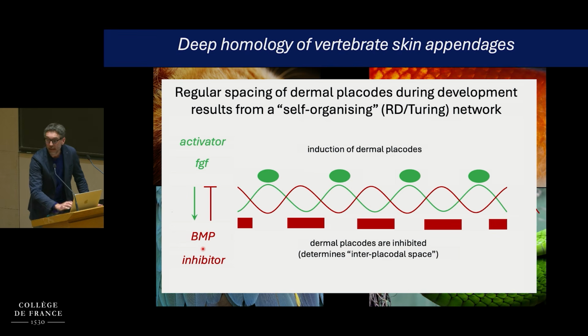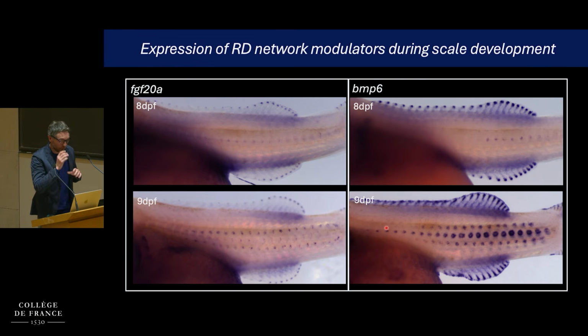And basically, this inhibitor will then specify, and in this case, the BMP, bone morphogenetic protein signaling, will specify the interplacoidal space, so the spacing in between the different elements. And this process has been known to work in almost all dermal appendages. So we looked at this in our species, if this is actually the same.